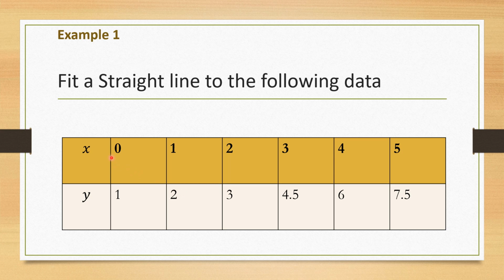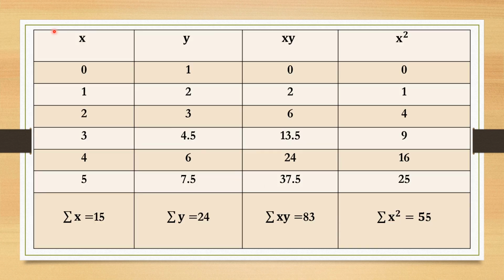So now what are the things required? We require n value. N is the total number of data. Now here 1, 2, 3, 4, 5, 6 data are given, which means that n is equal to 6. Okay, 6 values are given, so n is equal to 6. Next we want summation x, summation y, summation xy and summation x square. We will form the table now.